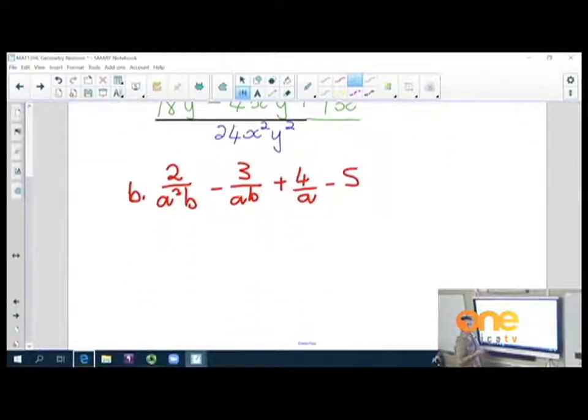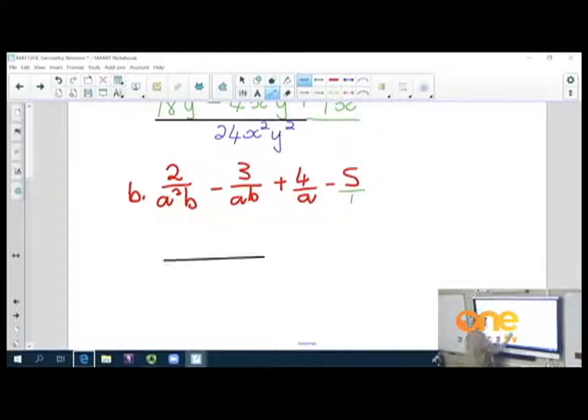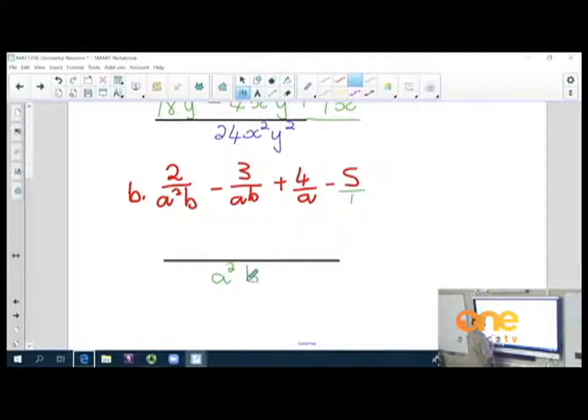Number B is also addition and subtraction. Just look at this one. This is a whole number. You do not take 5 for the LCM because it is a whole number. So the question is now, what is the LCM? So I need an a squared and a b.